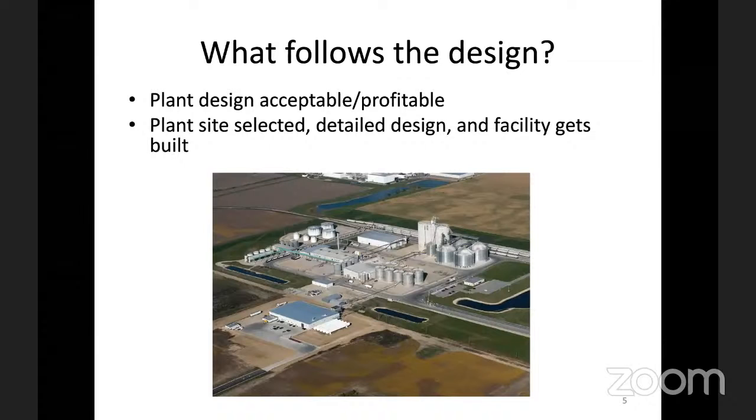But what follows this design? We have now designed this plant, we have designed the schematic, we have done all the numbers, inputs, outputs, and everything else. But what do we do after the design? If the plant design is acceptable and the products are profitable, we do some analysis on the products and the inputs, raw materials, and we look at whether the design is acceptable and profitable. Then we select a plant site, we do detailed design, and the facility gets built. Now, I have put these as 2 bullet points, but these probably need some of the most rigorous calculations to be able to come to a decision that this is going to happen.